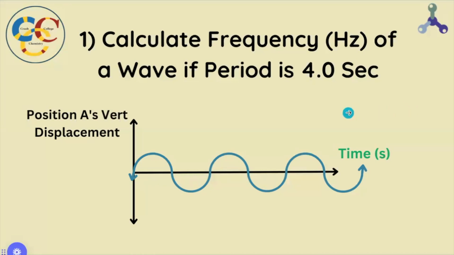Calculate the frequency of a wave with a period of 4 seconds. When using frequency and period, we're describing a wave in terms of time. So here's a graph mapping the vertical displacement of an individual point over time. From this, we map out a period, the time it takes to go through exactly one cycle.